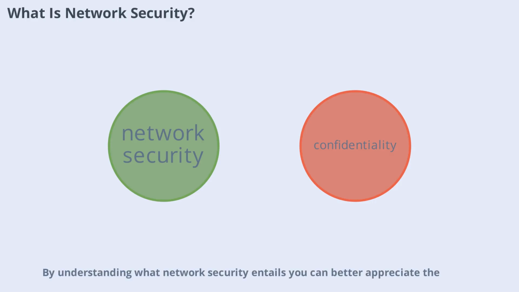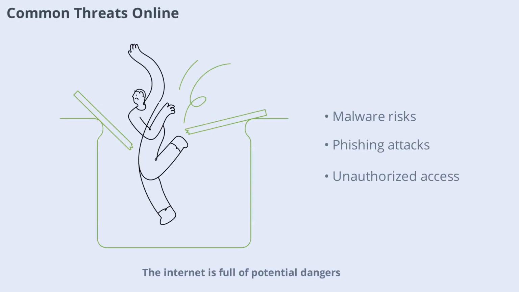By understanding what network security entails, you can better appreciate the importance of implementing strong protective measures. Let's dive deeper into the core concepts and why they matter for everyone. The internet is full of potential dangers that can compromise your data and privacy. Common threats include malware, phishing attacks, ransomware, and unauthorized access.